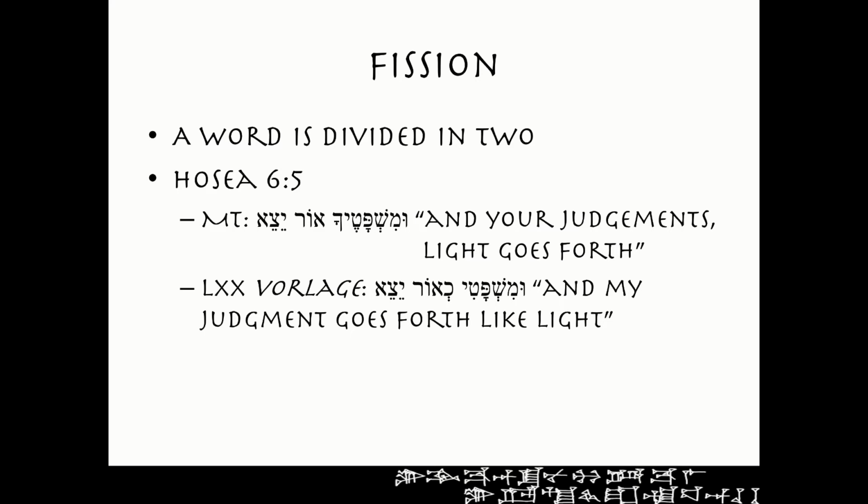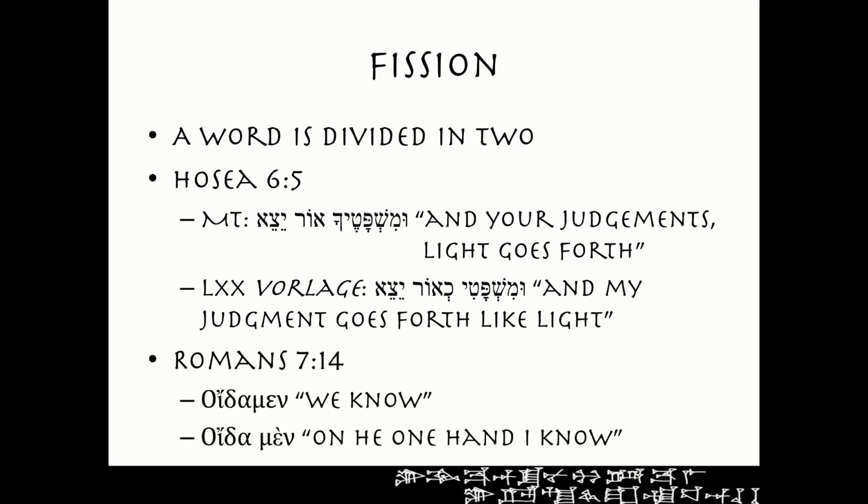Or at least that difference. And in Romans 7:14, instead of oidamen, we know, you can have, they do have oida men. On one hand, I know. Sorry, it's supposed to be on the one hand. See? Look at that. I did a tautography myself. It's supposed to be on the one hand. See? But I did that intentionally because this is a textual criticism video. Just kidding. So, you can see there that the word has been separated. Oida men going to oida space men.